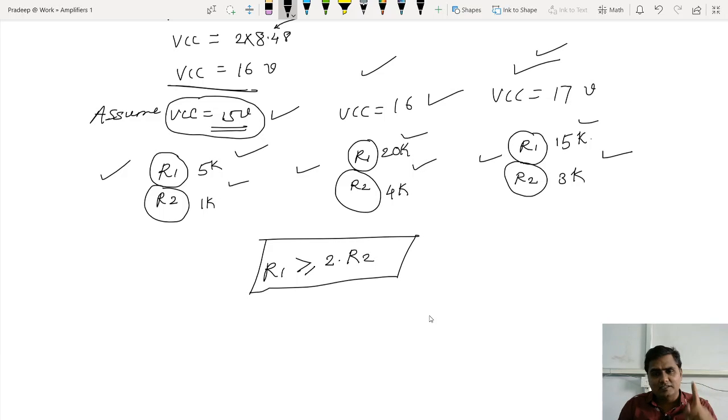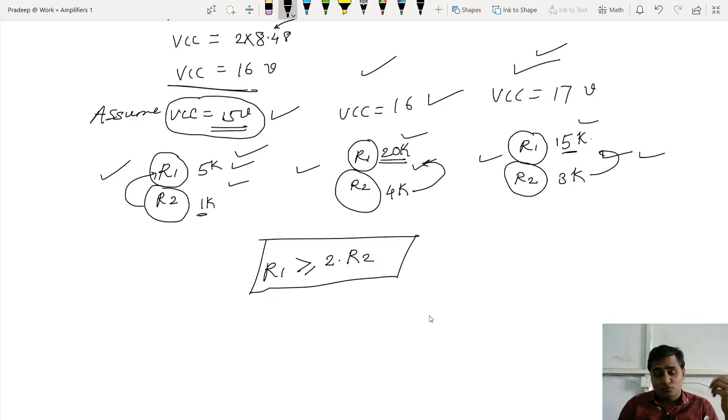Every designer has to maintain that proportion. The value of R1 should be larger than R2, and how much larger? At least it should be greater than or equal to twice R2. Is it? Whatever the value of R2 is, it should be more than double of that. That's what. So double of 1k is 2k and it is greater than 2k. It is valid. Now double of 4k is 8k and this value is greater than 8k. It is valid. So double of 3k is 6k. It is 15k which is greater than 6k.